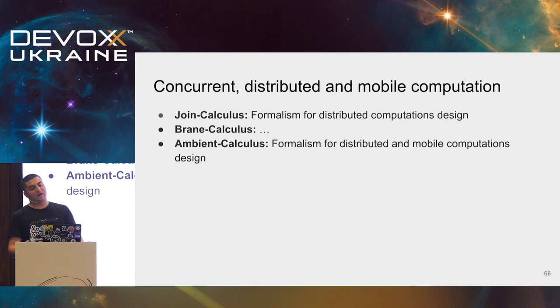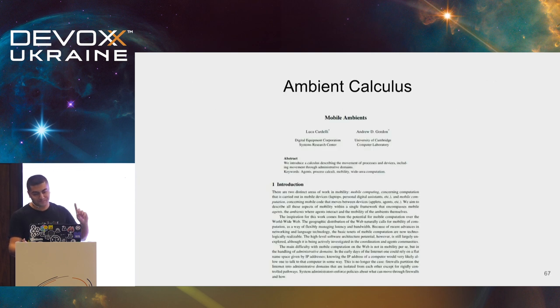So the actor model is one solution. We have multiple solutions for this. We have the join calculus. I will not explain all this work, you can find some research papers on this. We have the brane calculus, based on biology, how cells work. We have the ambient calculus. I will take a look at this.